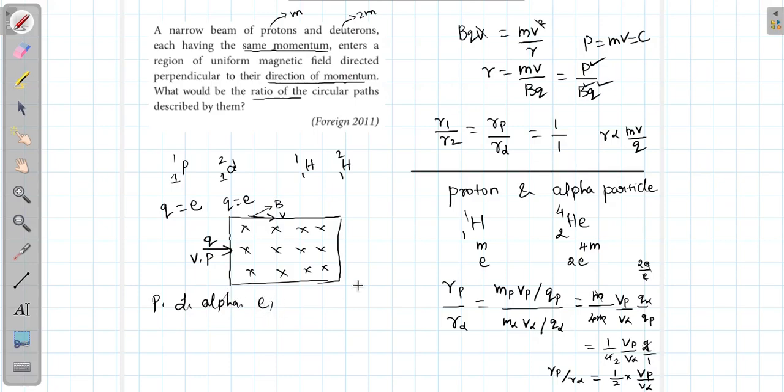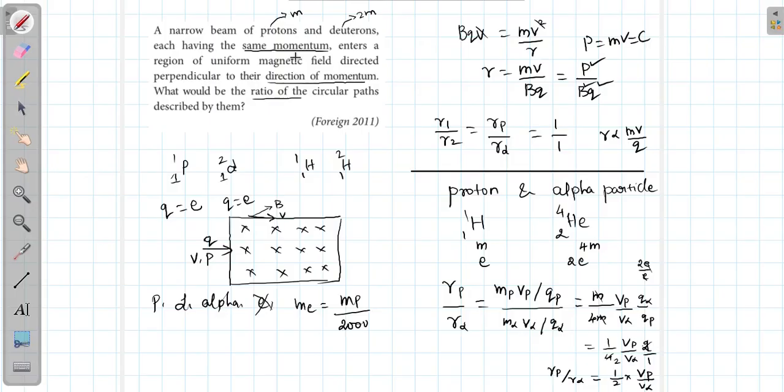But the problem with the electron is that its mass is very different. The mass of an electron is nearly 2000 times smaller than a proton. Therefore, the radius is extremely different. But the charge is the same: the charge of electron and proton is the same, but the mass differs. So mostly they avoid the electron. They mostly choose proton, deuteron, and alpha particle. And one more thing, they go for same momentum or same kinetic energy.